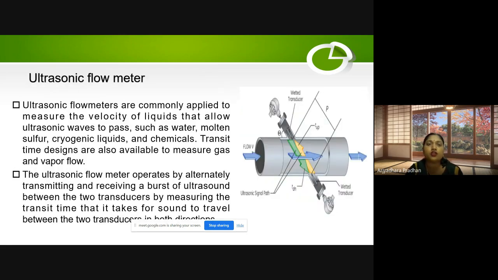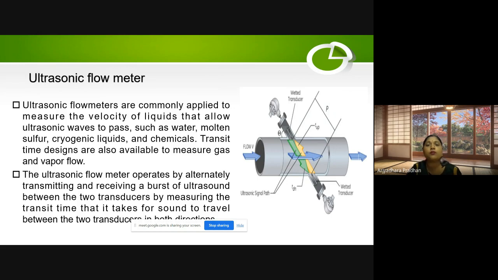Next, we have the ultrasonic flow meter. Ultrasonic flow meters are commonly applied to measure the velocity of liquids that allow ultrasonic waves to pass, such as water, molten sulfur, cryogenic liquids, and chemicals. Now, transit time designs are also available to measure gas and vapor flow.